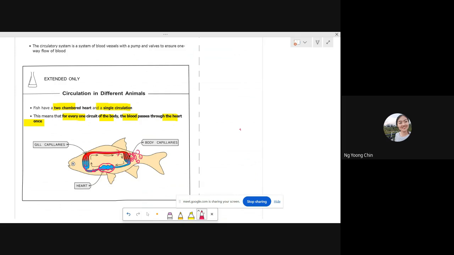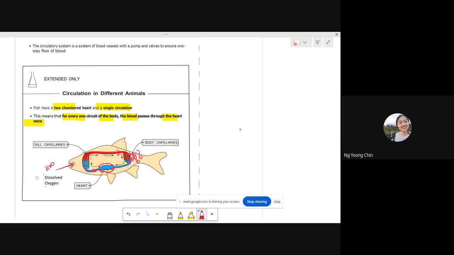So whenever the fish takes in water, H2O, the fish opens its mouth and takes in the water. Inside the water, what does it contain? It contains dissolved oxygen. Because the fish doesn't directly inhale oxygen from the air. They actually take in oxygen from the water. So the water contains dissolved oxygen, meaning the oxygen is already dissolved inside the water.